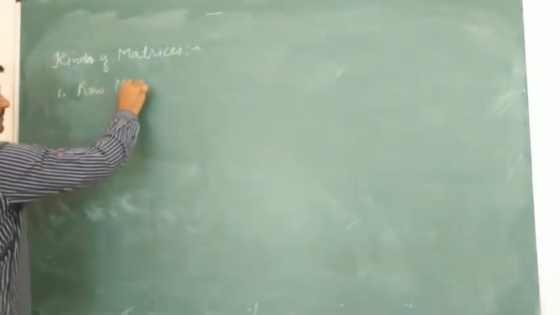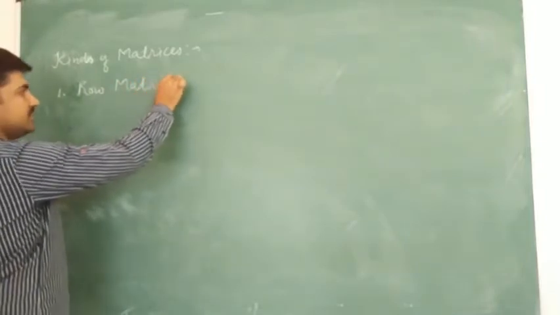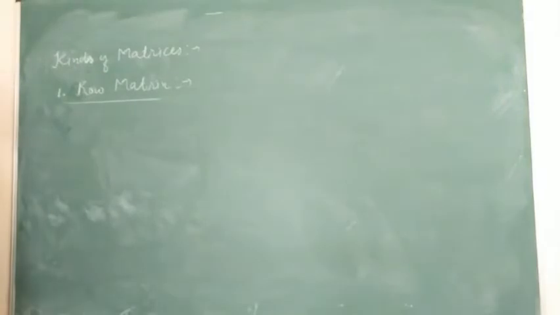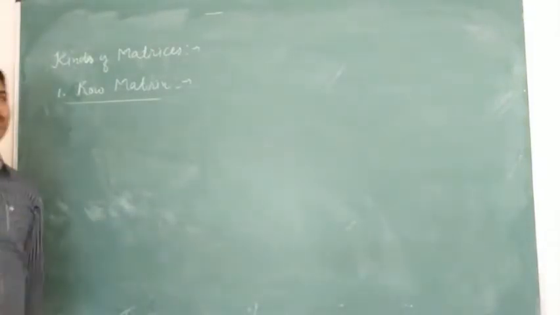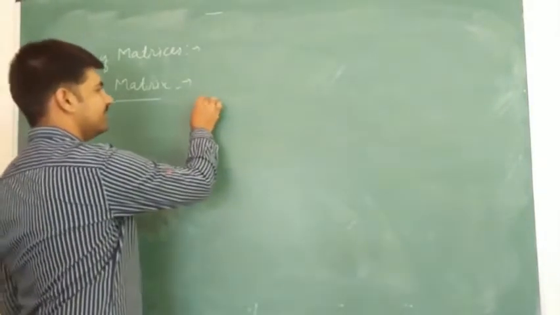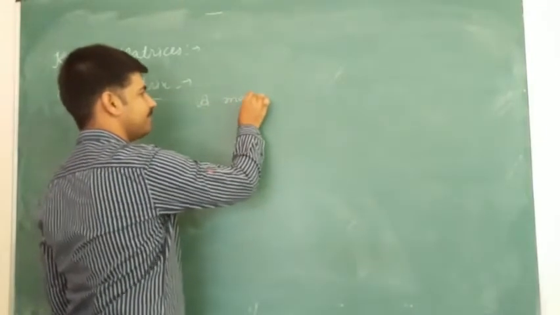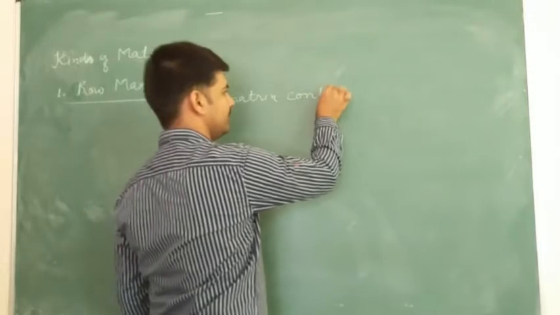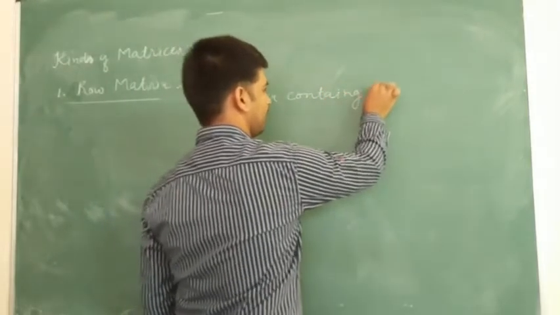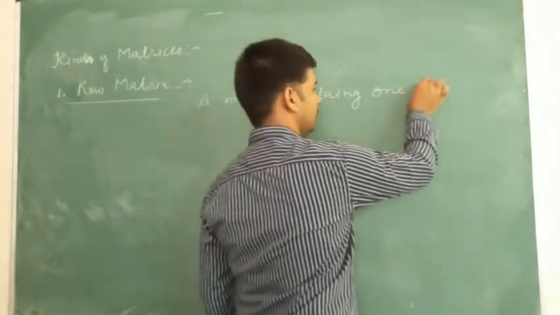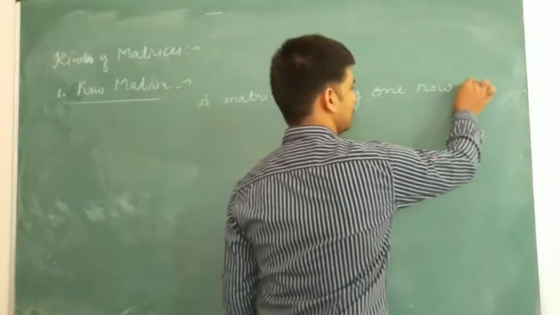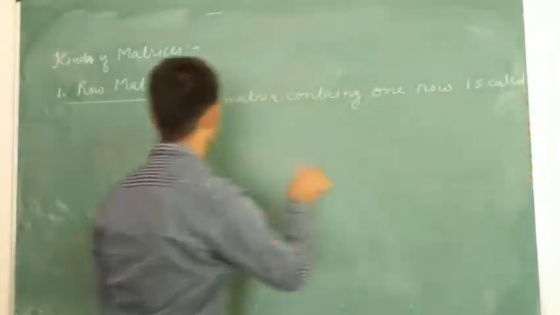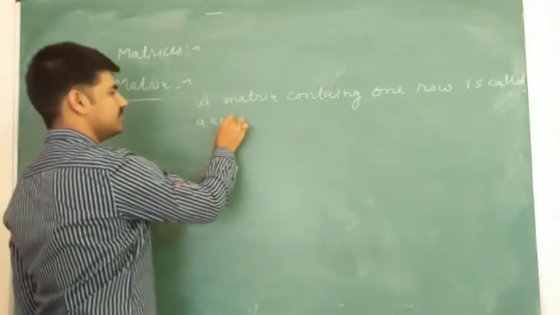Row matrix. Dear students, as the name of the matrix itself defines, it contains a single row, so we can say a matrix containing one row is called a row matrix.